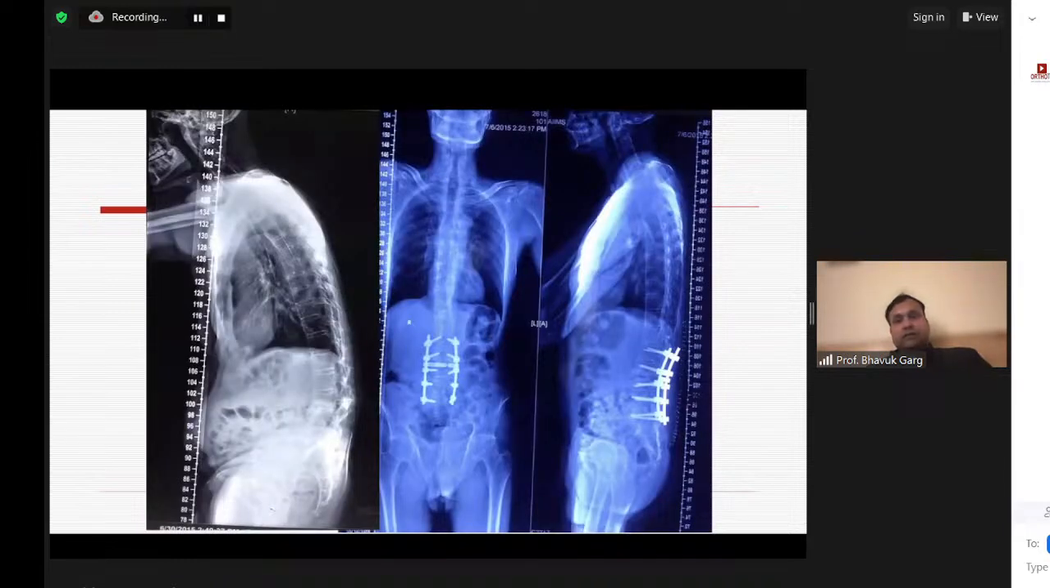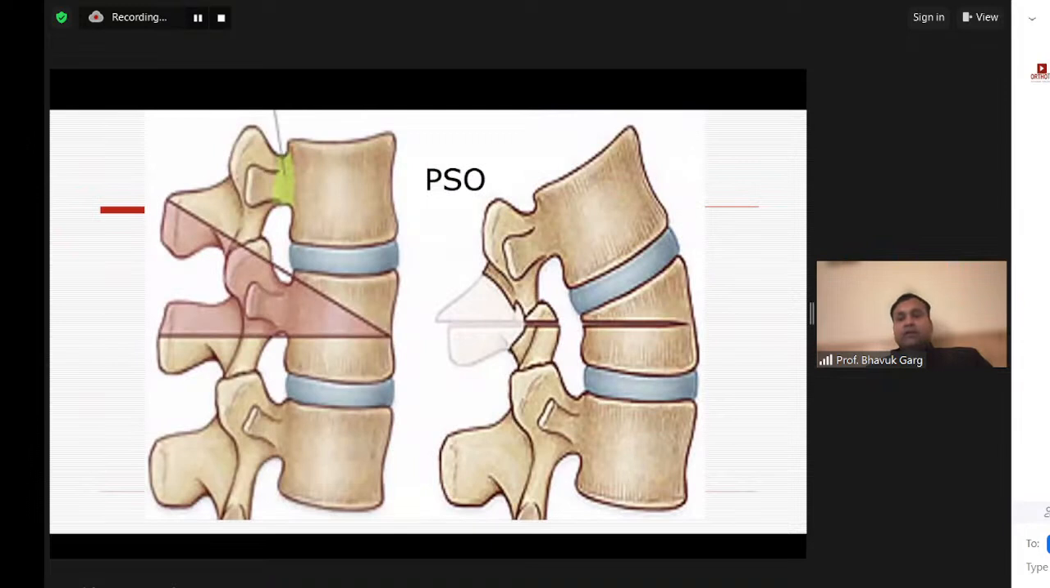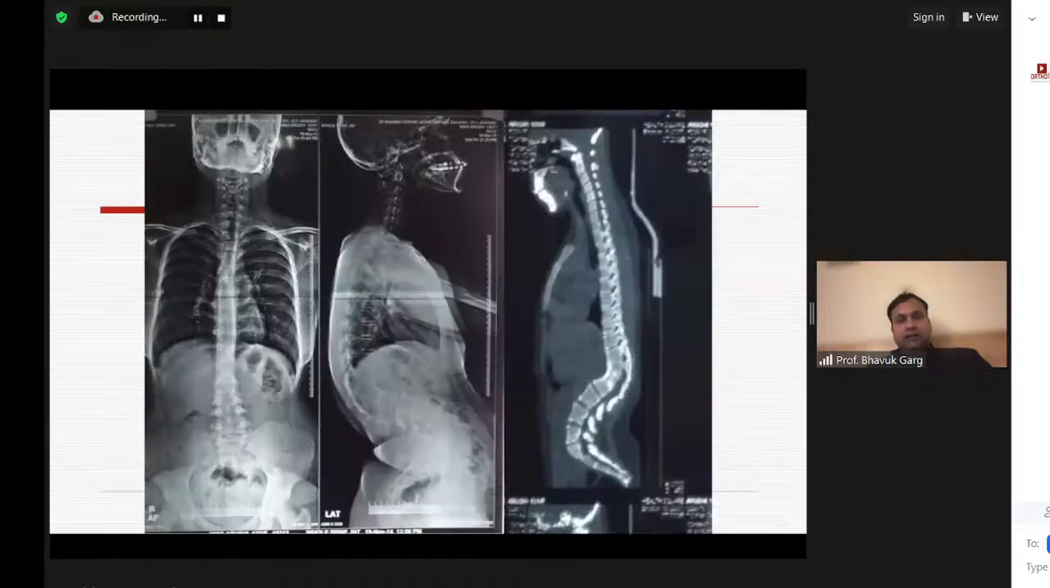And like in this case, you can see here that a good sagittal balance we could get just with the small surgery rather than going for a long surgery. Now, coming to the third variety, the PSO, we take out the whole wedge from the pedicle, and this gives us a correction of around 30 degrees.